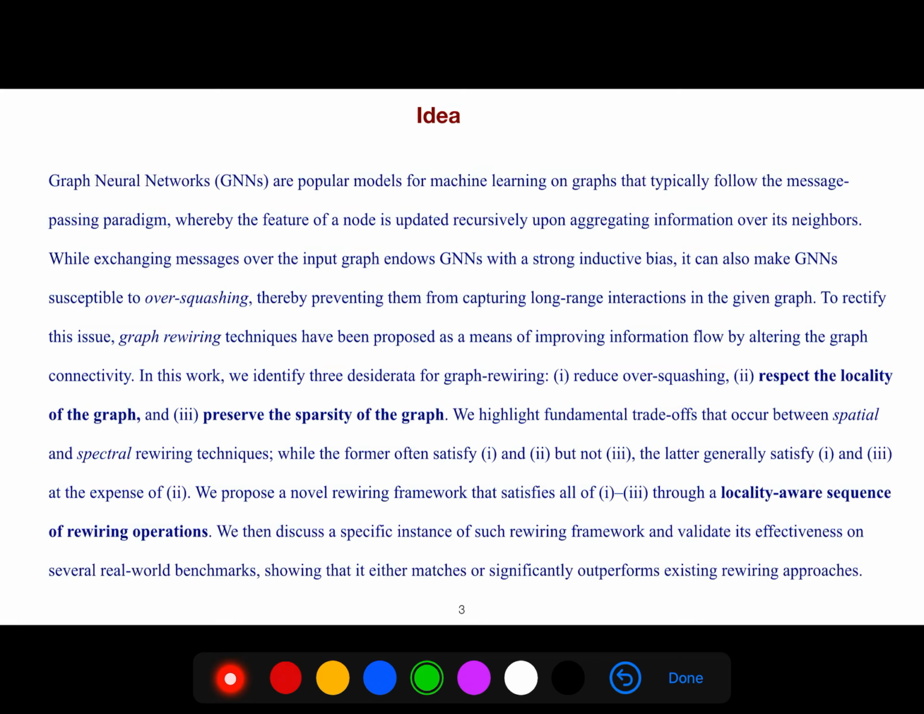Graph rewiring techniques have been proposed as a means of improving information flow by altering the graph connectivity. In this work, we identify three desiderata for graph rewiring: reduce over-squashing, respect the locality of the graph, and preserve the sparsity of the graph.